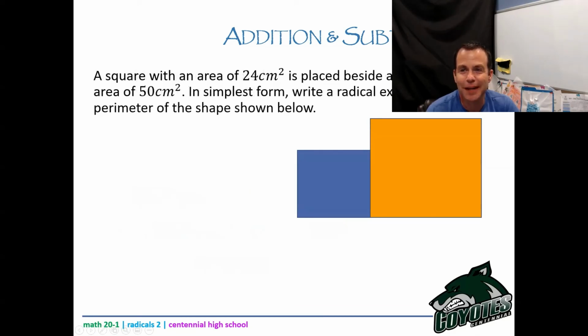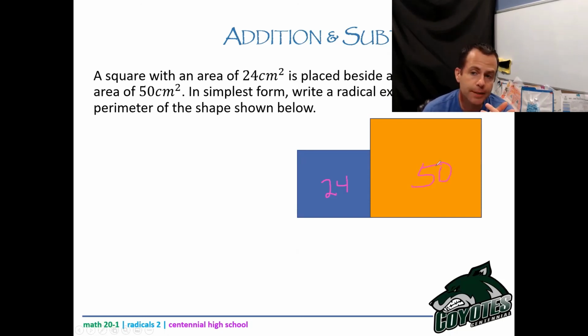A square with an area of 24 centimeters squared is placed beside a square with an area of 50 centimeters squared. In simplest form, write a radical expression for the perimeter of the shape shown. So the perimeter would be the distance all the way around. Now I would want you to be decently comfortable saying this one is going to be my 24 and this one's going to be my 50, obviously because the orange one's bigger than the blue one.